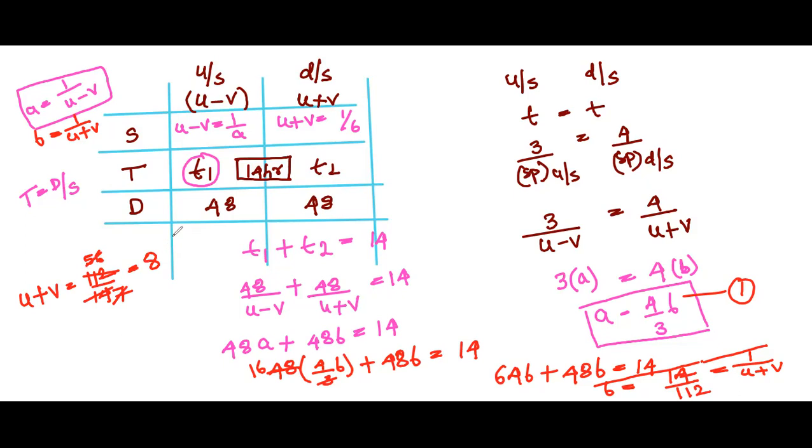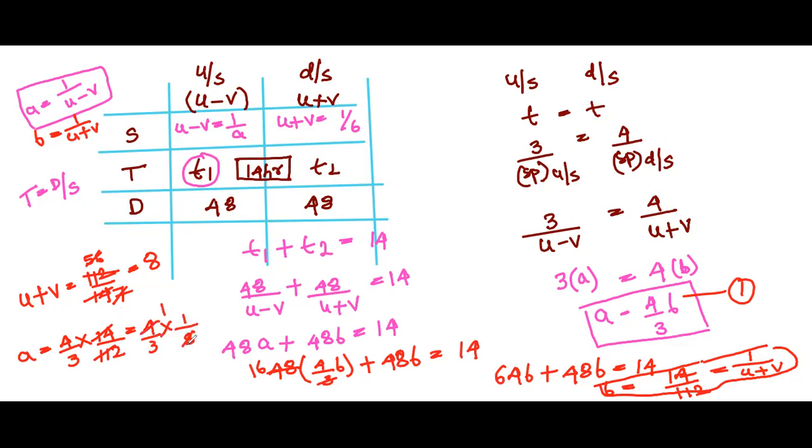So we got u plus v is equal to 8. And also you can see that you have got b is equal to this much. Then what will be the a? Simply a is equal to 4 by 3 times of b. Then what is b here? B is equal to 14 divided by 112. You know that 14 divided by 112 is nothing but 1 by 8. Is it not?